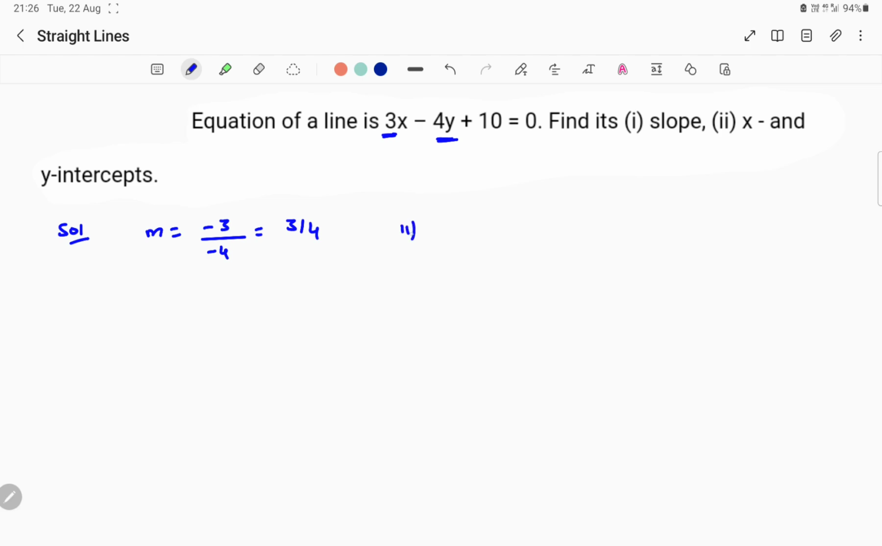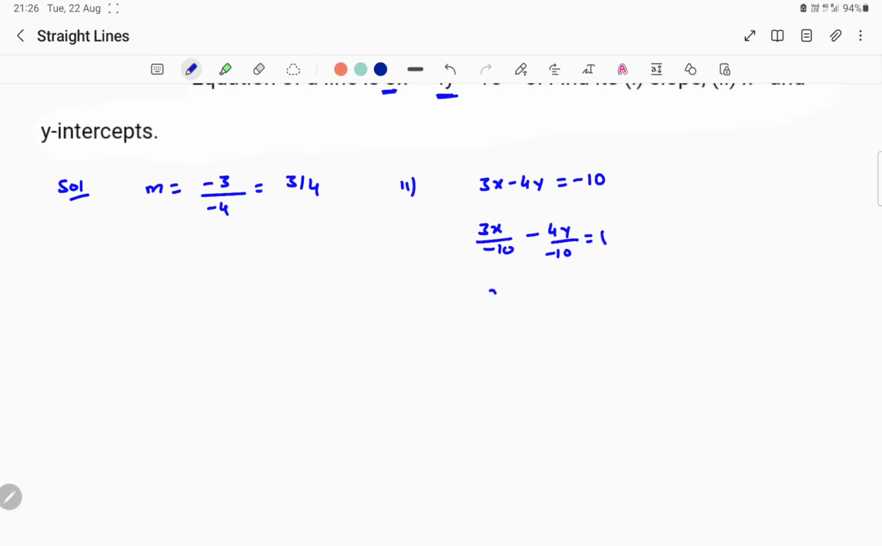Next is x and y intercept. So our target will be what? Reduce this equation into intercept form, isn't it? So we can write 3x - 4y = -10, or we can write 3x/(-10) + (-4y)/(-10) = 1. When you simplify this, it can be written as x/(-10/3) + y/(10/4) = 1.